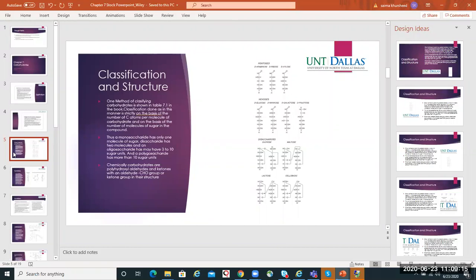Chemically, the carbohydrates are polyhydroxyl aldehydes, as we already talked about, and ketones. So they might have an aldehyde group or ketone group. Aldehyde group, you all know that it's the CHO group, and ketone group means 3 atoms of carbon with a double bond with oxygen. So that's the ketone group.